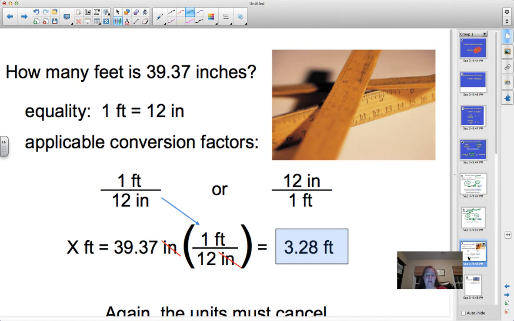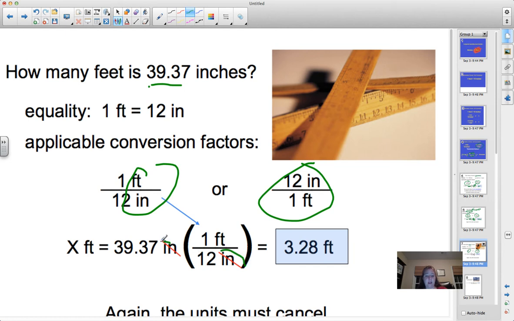How many feet is 39.37 inches? Now this time we're given 4 significant figures, and so we want to make sure that we have 4 significant figures in our final answer, which this one I'm noticing it does not, so we're going to have to make sure that happens. Okay, so we have 39.37 inches, and again, we could either use 1 foot to every 12 inches, or we can use 12 inches to every foot. Since we're starting with inches, we want the 12 inches down here in the denominator.